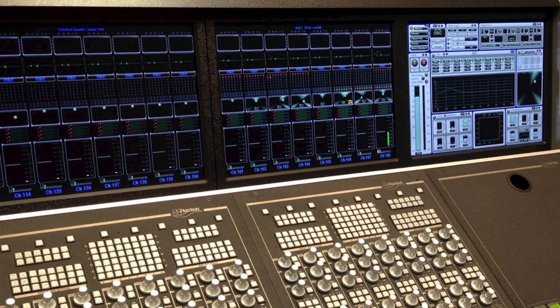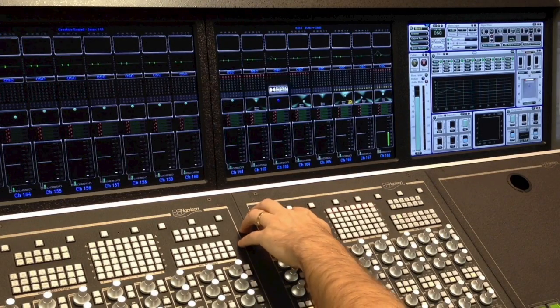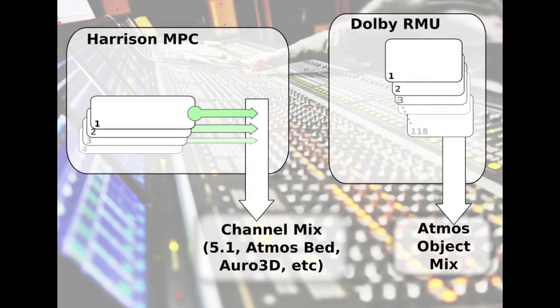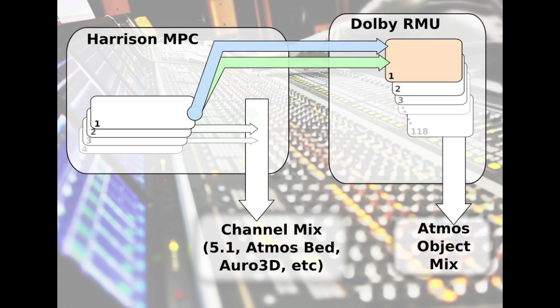You can initiate the Atmos mode by pushing the Atmos button for any channel on the console. Once a channel is switched into Atmos mode, it will be removed from the regular console busing and redirected to the Dolby RMU. The post-fader signal is routed to the RMU's input, and the panning metadata for that object ID, including X, Y, and Z coordinates, are sent to the RMU.